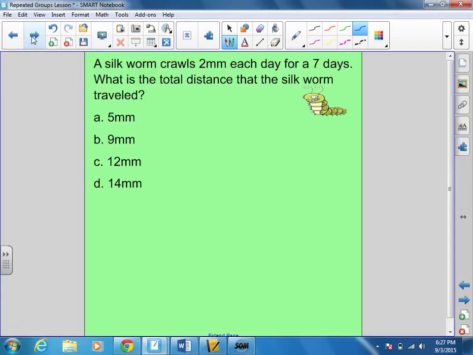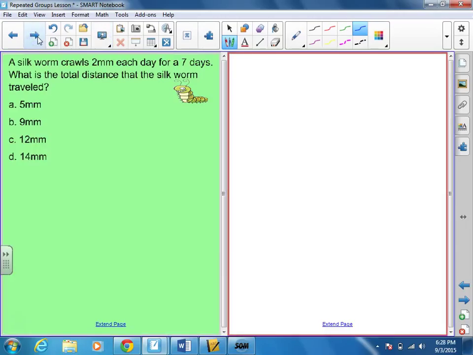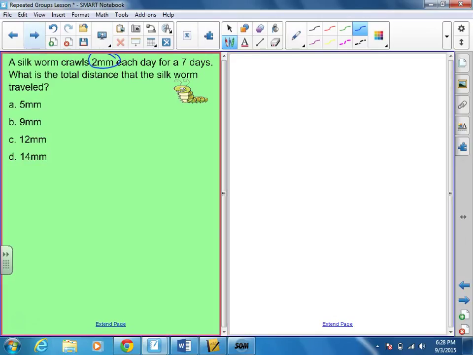Let's try one more example. Again, parents, if you would like for your child to practice, simply pause the video at this time. Now, let's go over the correct strategy. A silkworm crawls 2 millimeters each day for 7 days. What is the total distance that the silkworm traveled?